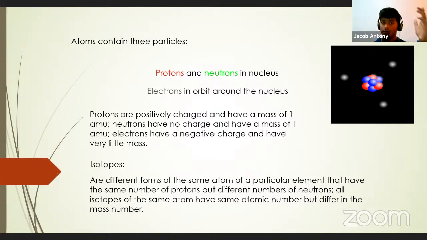Now, what is the electromagnetic force? It is the force arising from the interaction between charged particles and influences the stability and behavior of atomic nuclei by exerting electrostatic forces between protons and affecting nuclear reactions and decay processes. Now, we will talk about isotopes. Isotopes are different forms of the same atom of a particular element that have the same number of protons but a different number of neutrons. All the isotopes have the same atomic number, but they differ in mass number. And we will talk about that more clearly in the next slide.